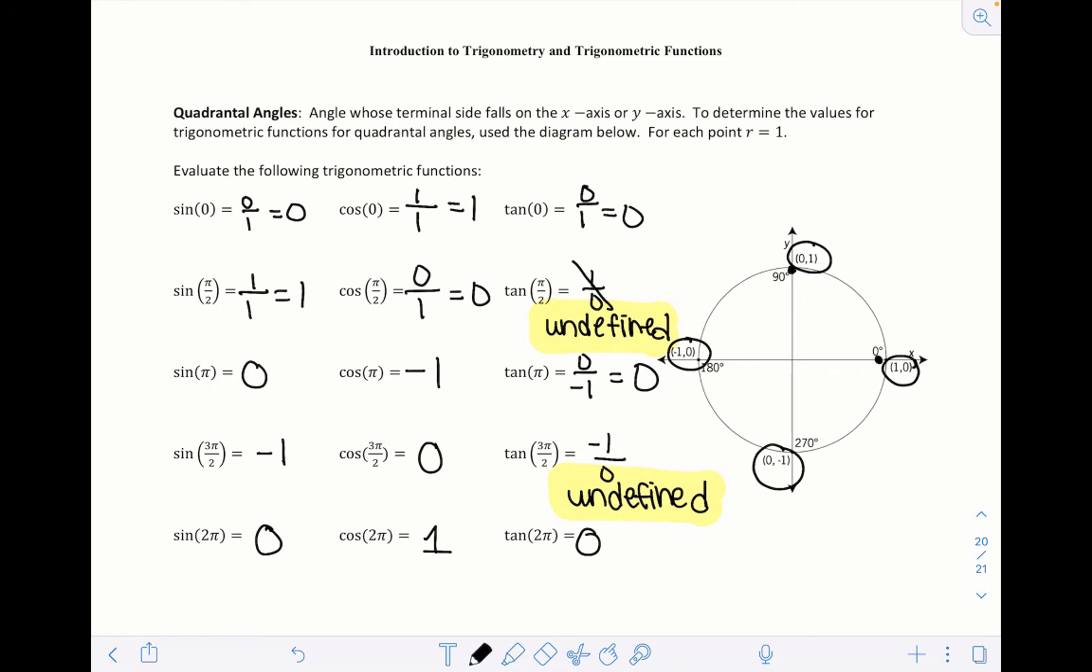So let's say we wanted to try and figure out, for example, cosecant of 0. Well, it's going to be the reciprocal of sine. Since sine was 0 over 1, that would be 1 over 0. So that would also be undefined. But I'm not going to go over all the reciprocal ones in this video.